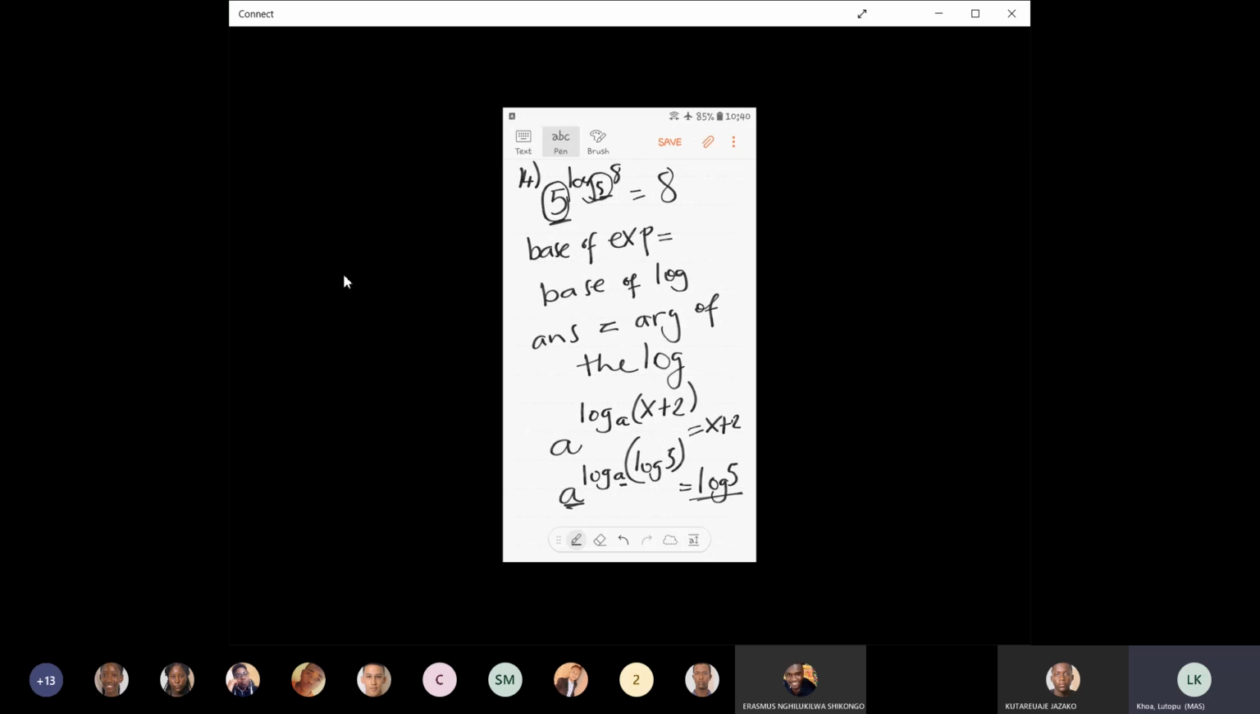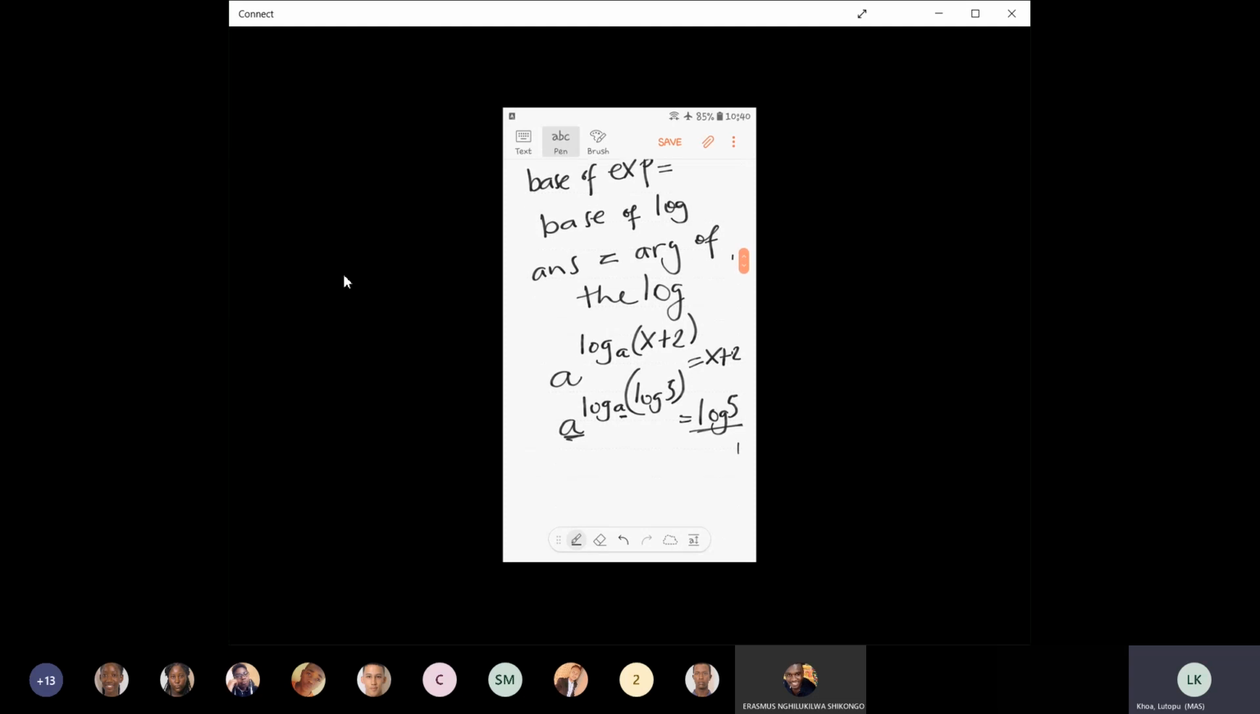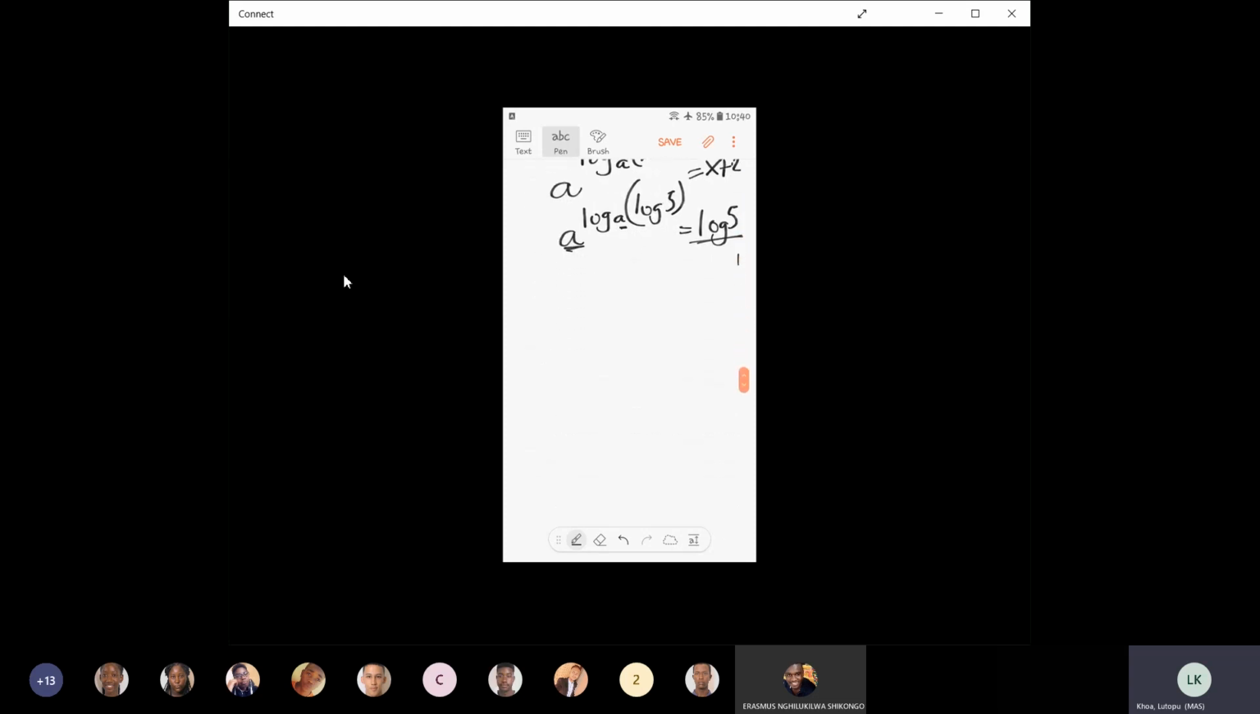Okay, so we go back to number 14. Let's see. So we were given 5 to the power of log base 5 of 8, and this is equal to 2 to the power of 2x. Now here the base is 5 and the base of the logarithm is 5. That means this is equal to 8 and this is 2 to the power of 2x. Then you solve this, divide by 2, divide by 2, then you get x is equal to 4.